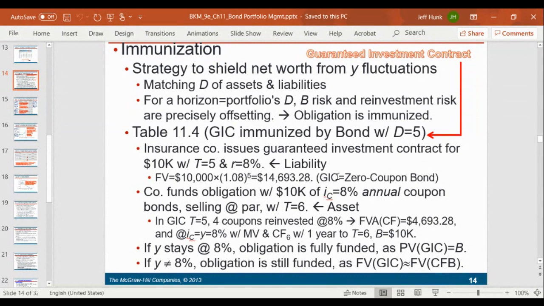So then this is an obligation or liability. An insurance company or portfolio manager has an obligation to pay this back in 5 years. And with the funds that they raised to make this possible, they will have to invest in something. So what they did was invest that $10,000 in a bond that pays 8% coupon annually and is currently selling at par value. That means the market interest rate yield is also 8%, but with a maturity of 6 years.